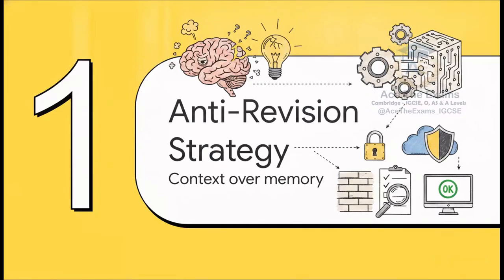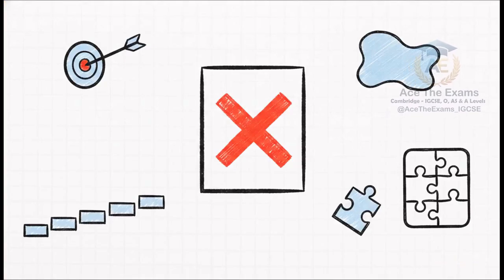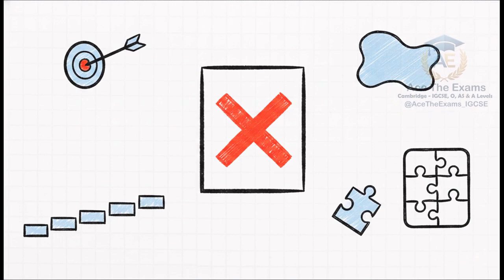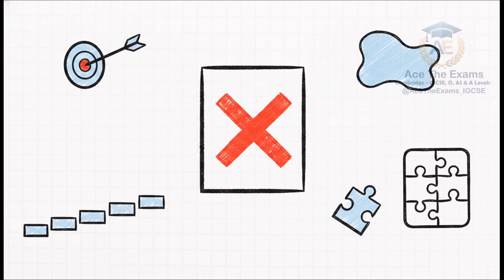Part 1, the anti-revision strategy. Simply staring at flashcards and memorizing definitions is a massive trap. Ordinary revision completely fails under exam pressure because memory is fragile when it doesn't have any context. Instead, let's look at these common, painful, and entirely avoidable ways students throw away marks.